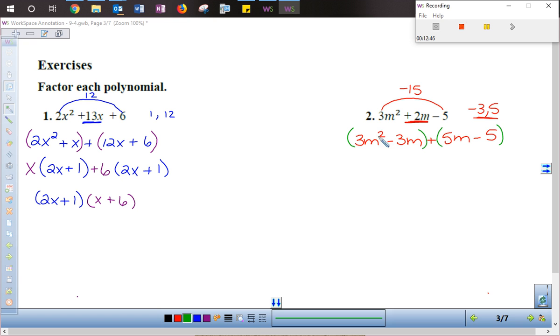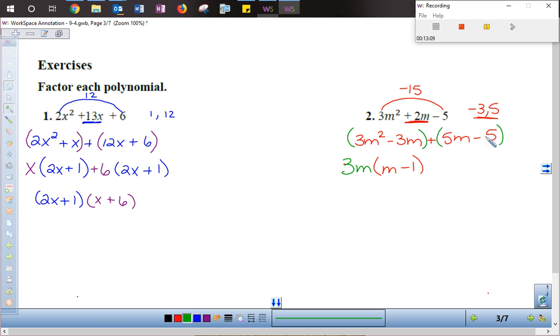Now we can take out the GCF. So 3m squared minus 3m. Both of my coefficients are 3, so a 3 can come out. And both terms have an m, so I can bring out an m. Now let's see what I have left. 3m squared divided by 3m just leaves me with m to the first power. Negative 3m divided by 3m leaves me with negative 1.